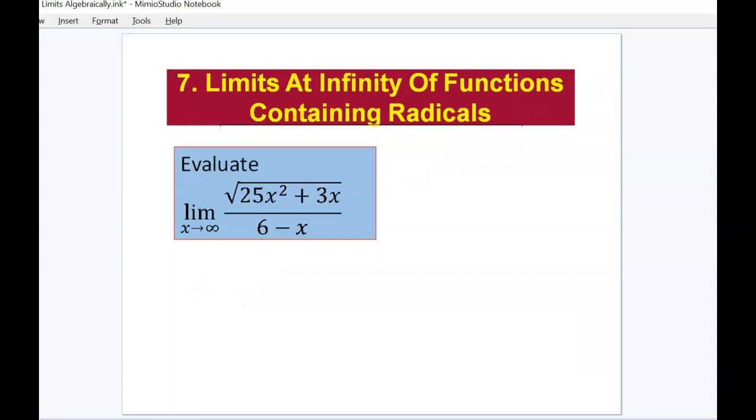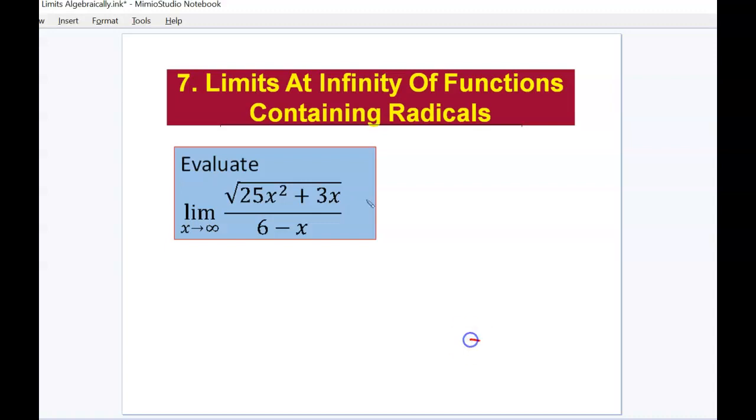All right, now in the next section, we're dealing with finding limits at infinity of functions containing radicals. So these functions are no longer rationals because the top is not a polynomial. This is an algebraic function. So I'm going to show you another procedure to evaluate these limits.